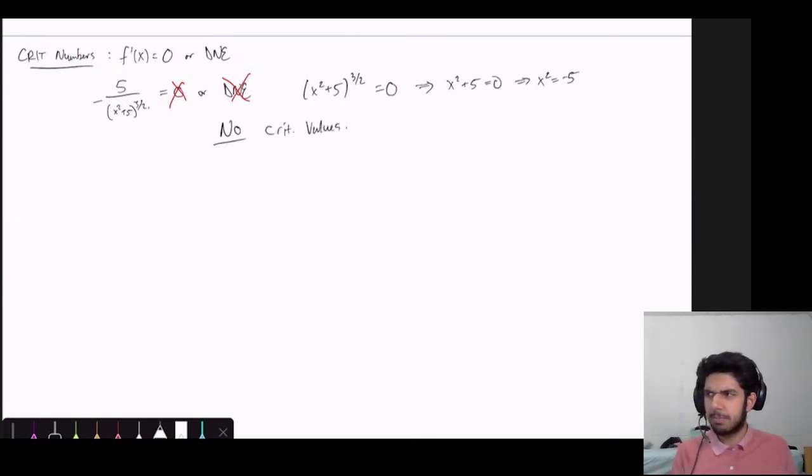Okay, so that might be a little bit confusing. How can we have no critical values? Well, it happens. It just happens.